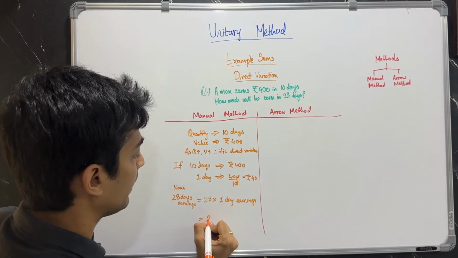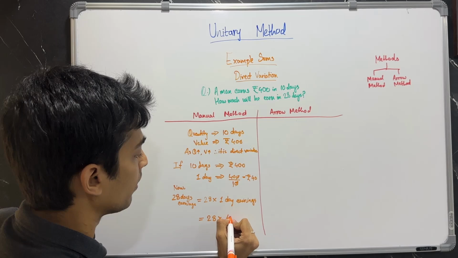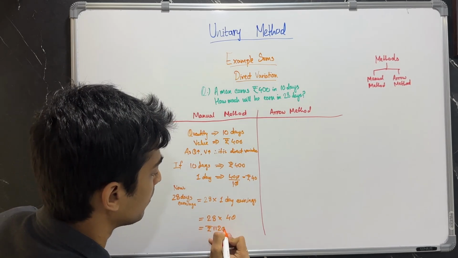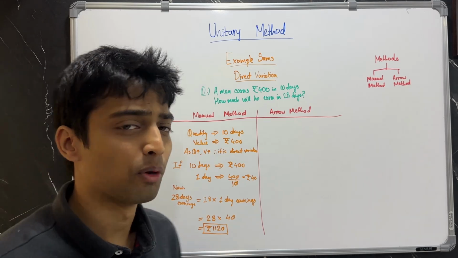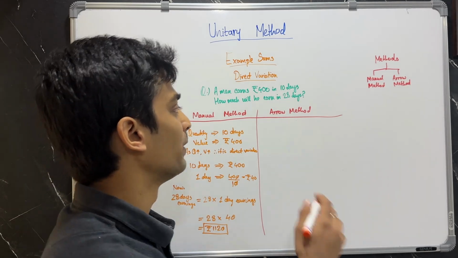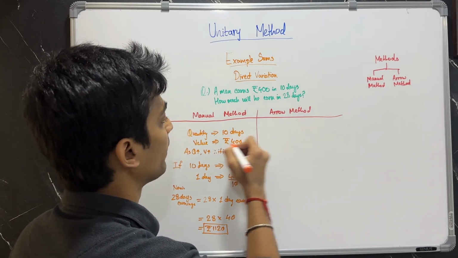Therefore, we get 28 multiplied by 40, 1120. Okay, now let's look at the arrow method. Arrow method is very straightforward. So we just first make a table of quantity and value.